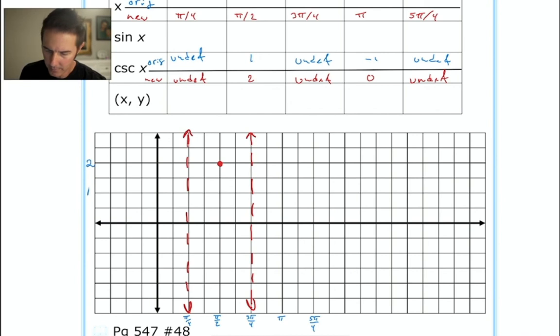At pi, it says we have a y value of 0. And at 5 pi over 4, we've got another asymptote. Now, the unfortunate part about this is this doesn't give us a really great feel for what this graph should look like. I really wish there was another point here and another point here and here and here for me to draw my curve through.